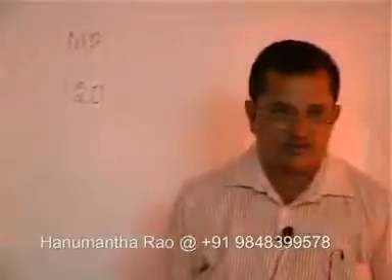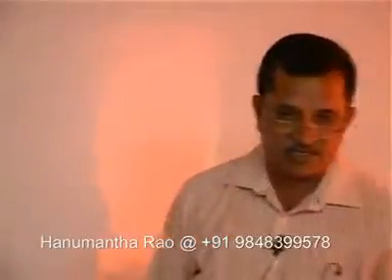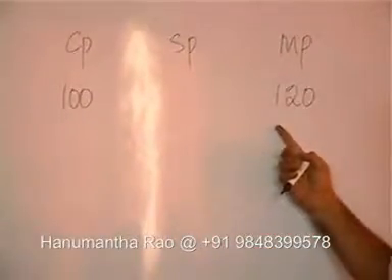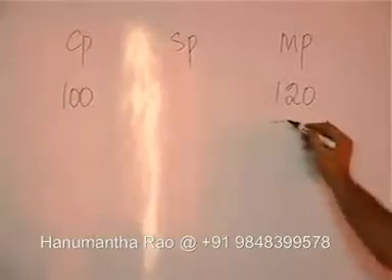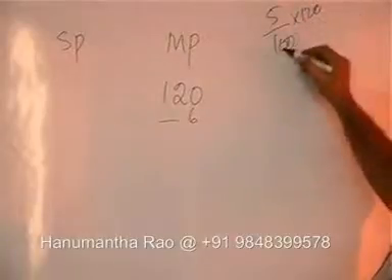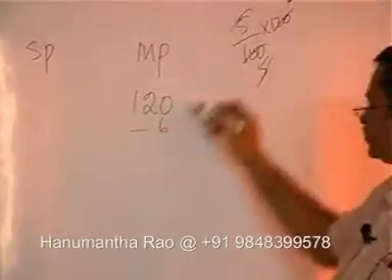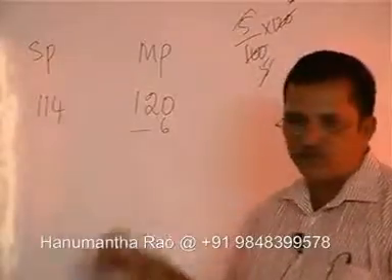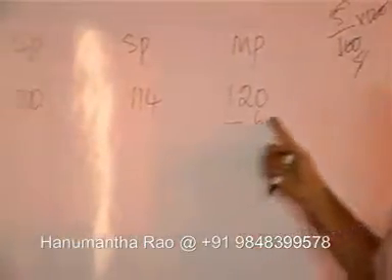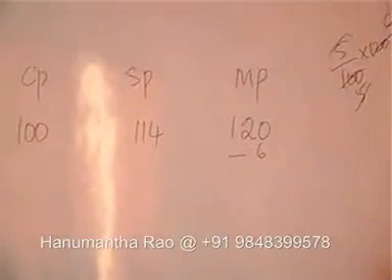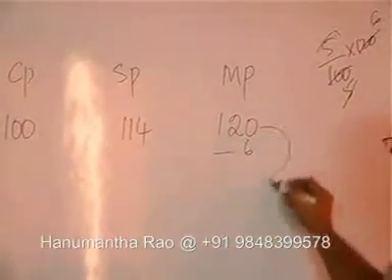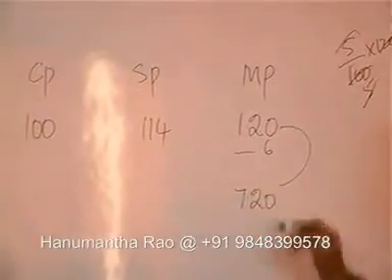How much discount is allowed? 5%. 5% of 120 is how much? 6 rupees. So how much is sold? 114. What are the values we have assumed here are duplicate values. Original value is given. What he has given? Marked price of the article is 720. What he asked?